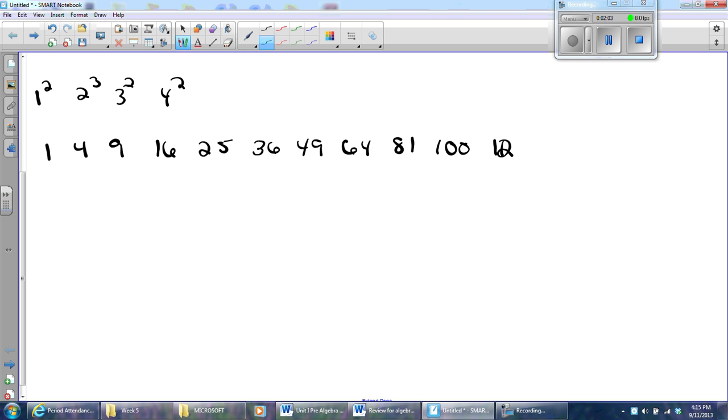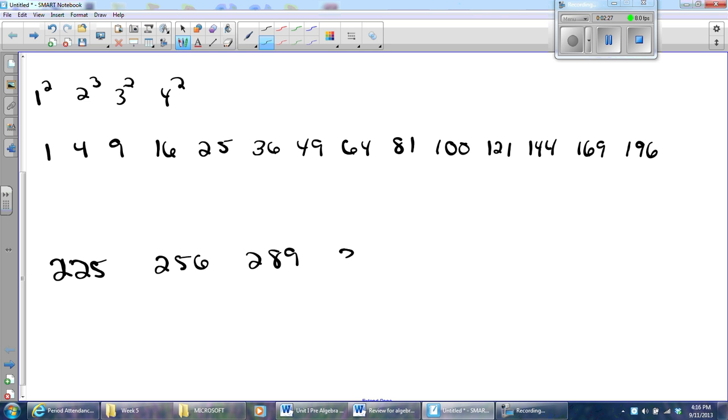Oops, that's a silly mistake. Let me rewrite that so it looks a little pretty. 11th one, 12th one, 13th one, 14th one, 15th one, 16th one, 17th one, 18th one, 19th one, and the 20th perfect square.